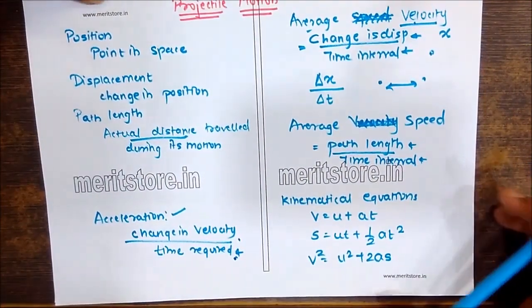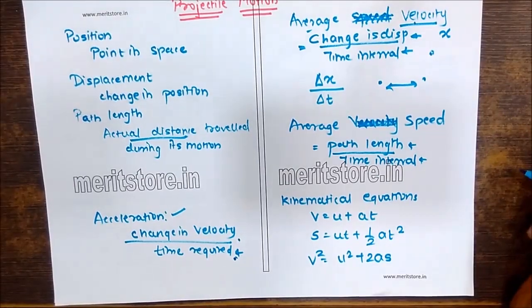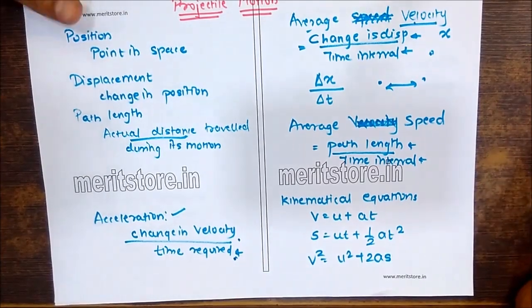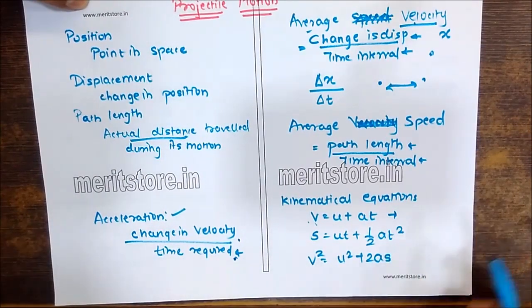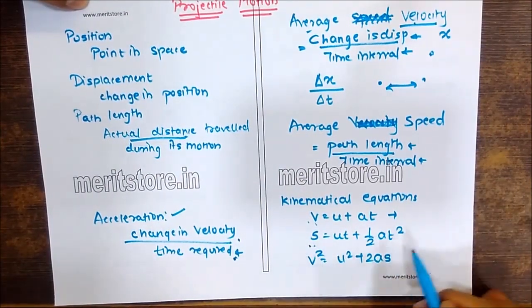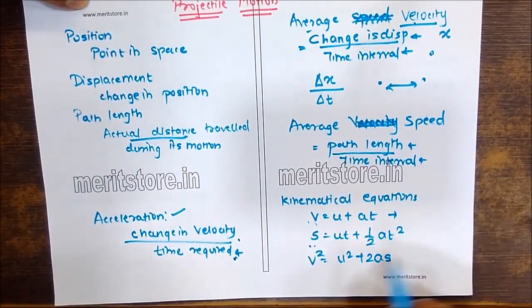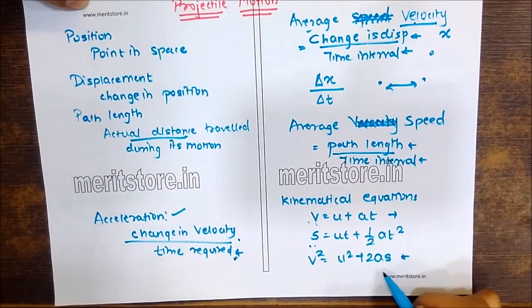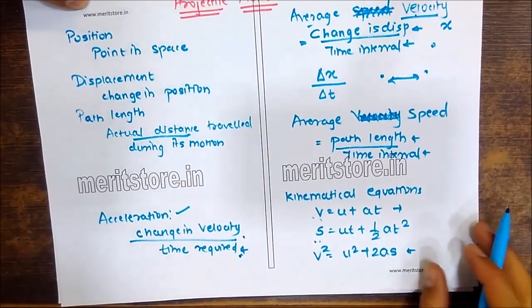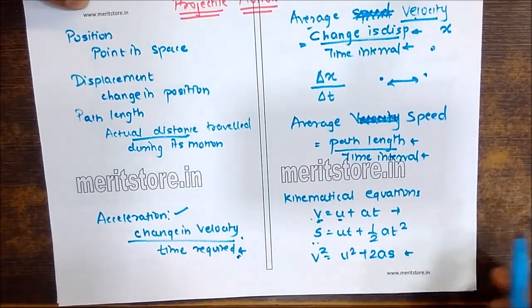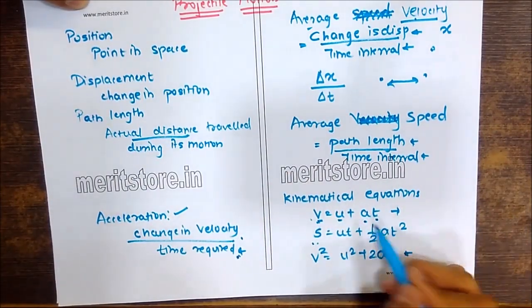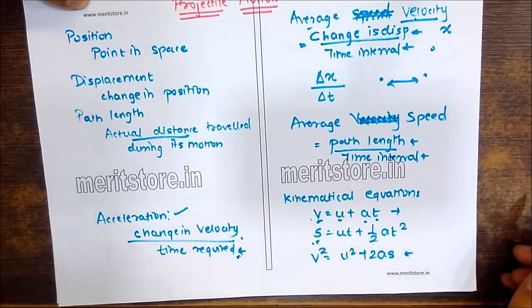Next we have the kinematical equations. These kinematical equations give us the basic relations between displacement, time, and initial and final velocities of a particle performing any kind of motion. So we have three equations: v equals u plus at, the second equation is s equals ut plus half at square, and the third is v square equals u square plus 2as. Here v is the final velocity, u is the initial velocity, t is your time, a is your acceleration, s is your displacement.